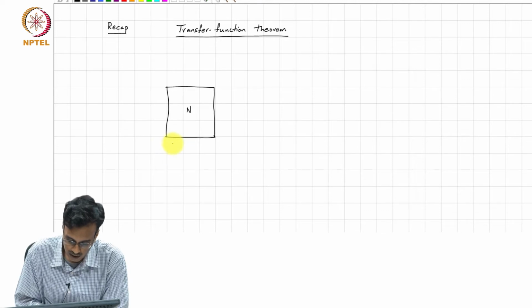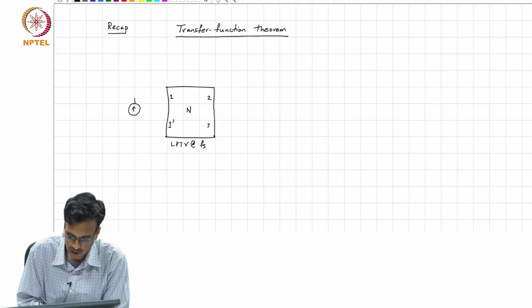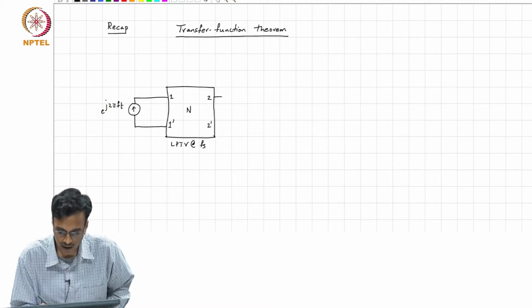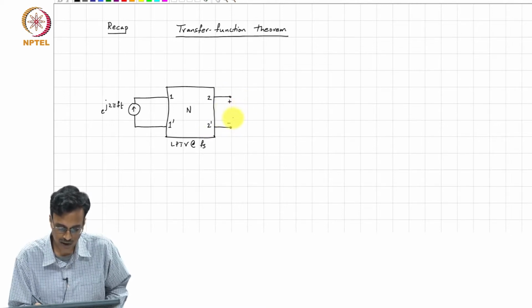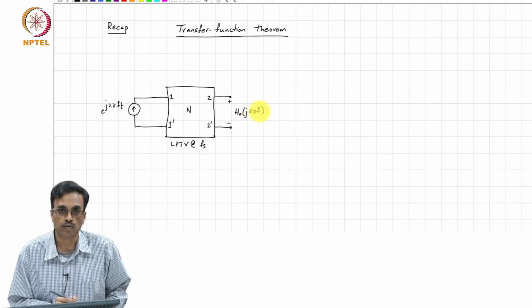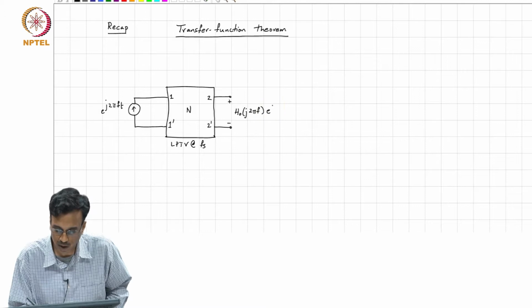Let us say you have a network N, this is LPTV at Fs, and you excite port 1 of the LPTV network, say with a current e to the j 2 pi Ft, and the voltage that you obtain at the output port, apart from having a whole bunch of other components, has also a component at F. If we denote the gain by H sub 0, which is the 0th order harmonic transfer function of the network from input current to output voltage, this is H naught of j 2 pi f e to the j 2 pi f t plus other terms.